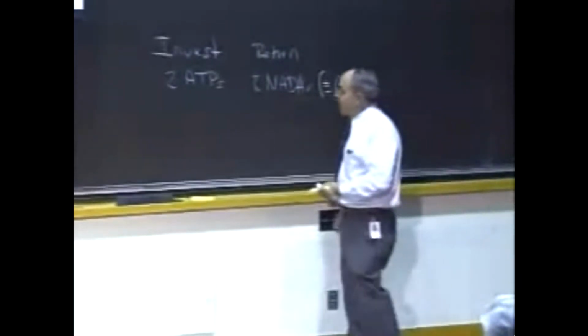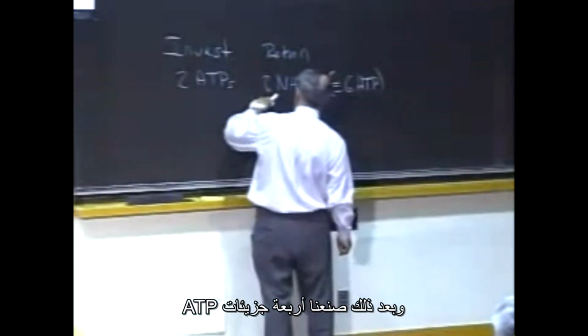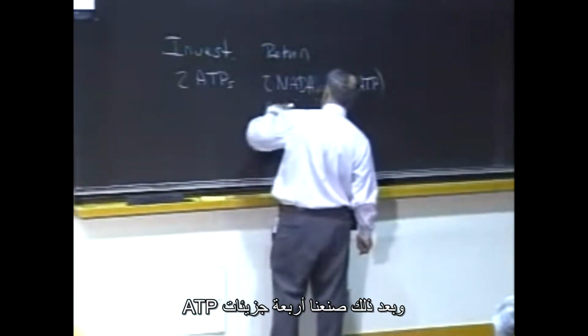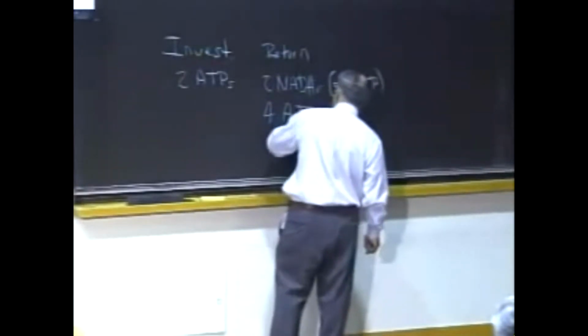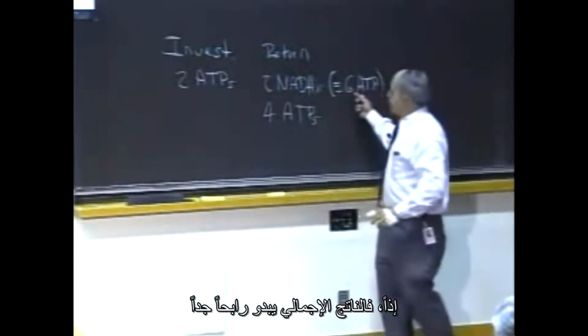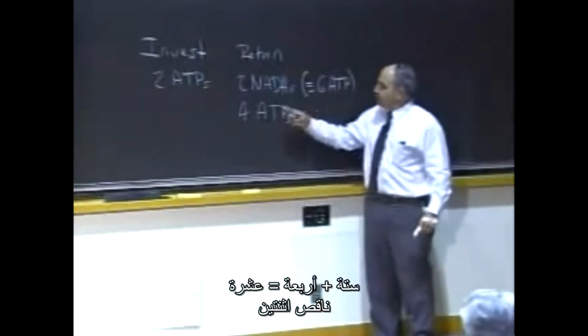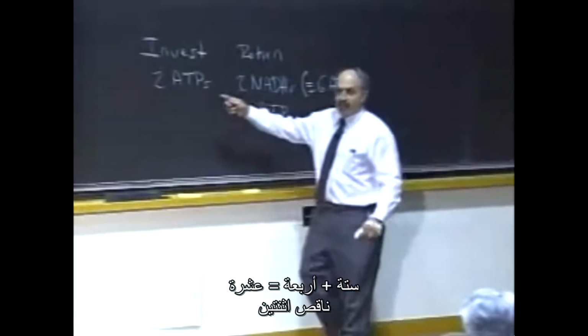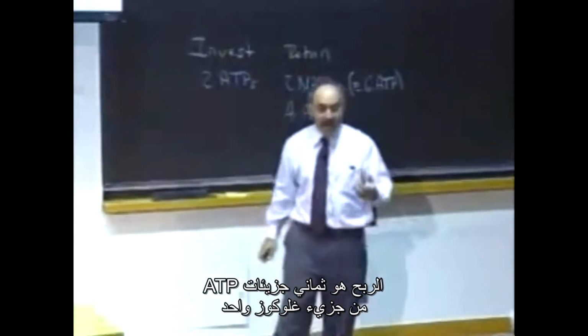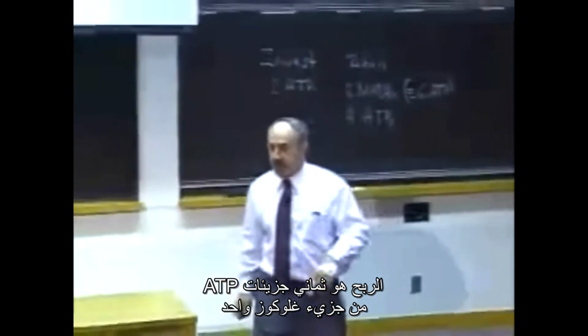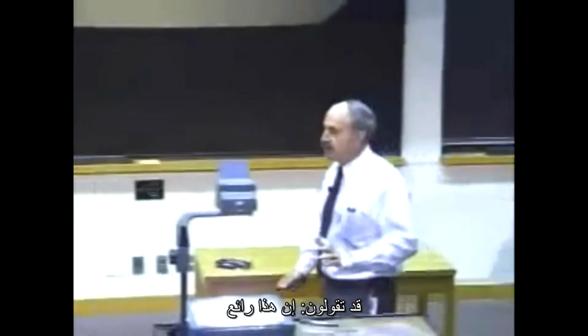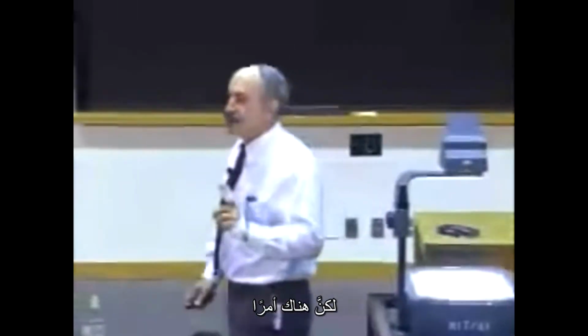This is so far good. And now subsequently we made 4 ATPs, so that the net yield looks pretty useful. 6 plus 4 is 10 minus 2, a profit of 8 ATPs from one glucose molecule. This is terrific, you may say. But there's a rub. There's a catch.